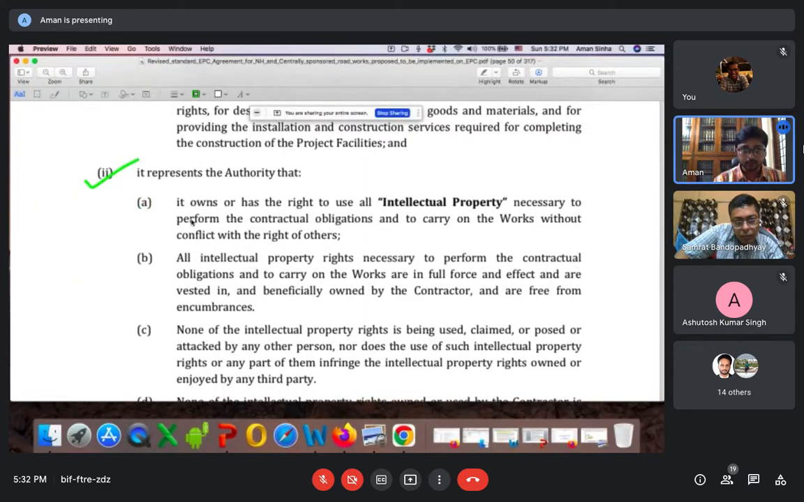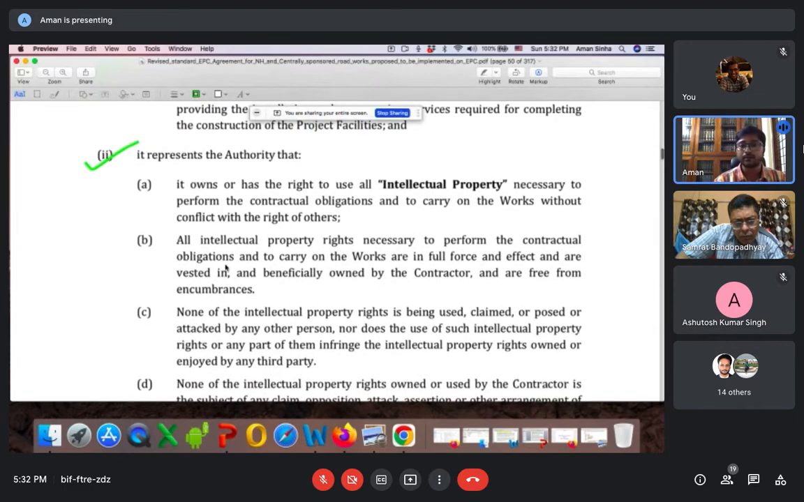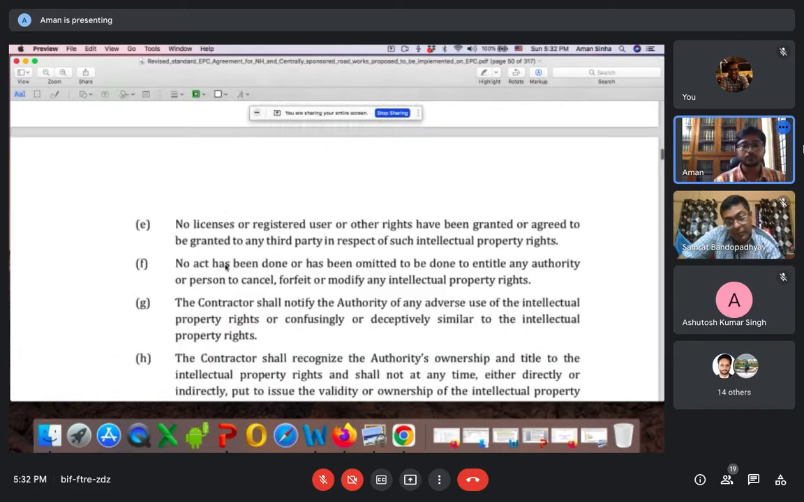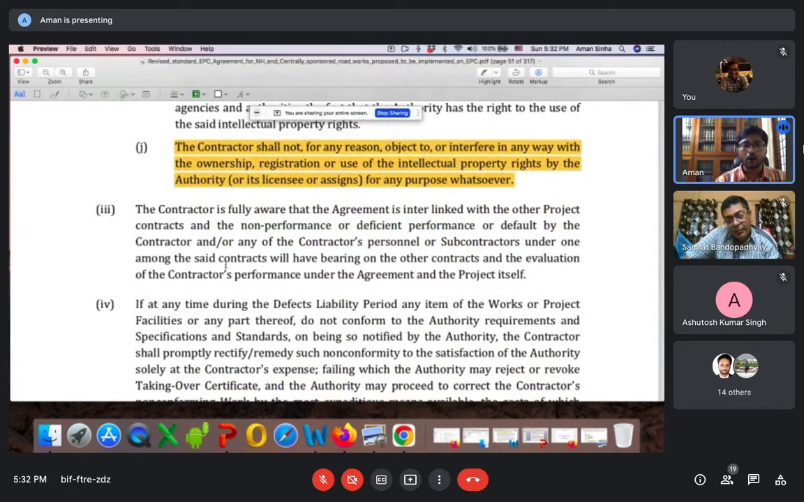So this is the IP thing. This is available in the public forum. I've just ticked it so that if you're interested in this IP thing, you can go through it, to see how IP is important in construction contracts. Like, the contractor shall not for any reason object to or interfere in any way with the ownership, registration or use of IP rights by the authority for any purpose whatsoever.